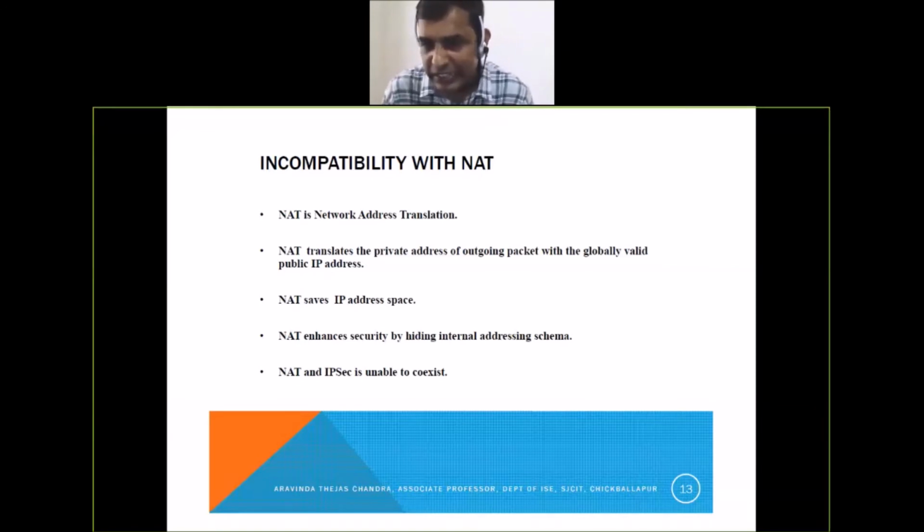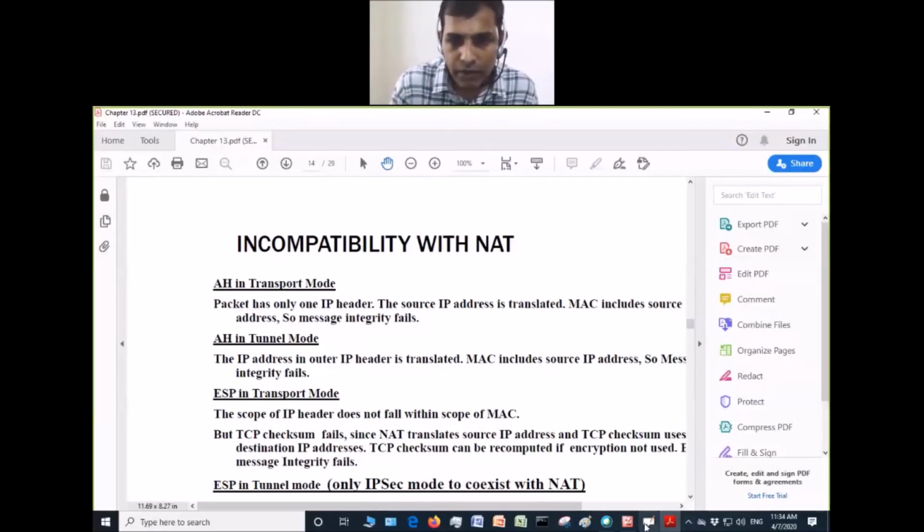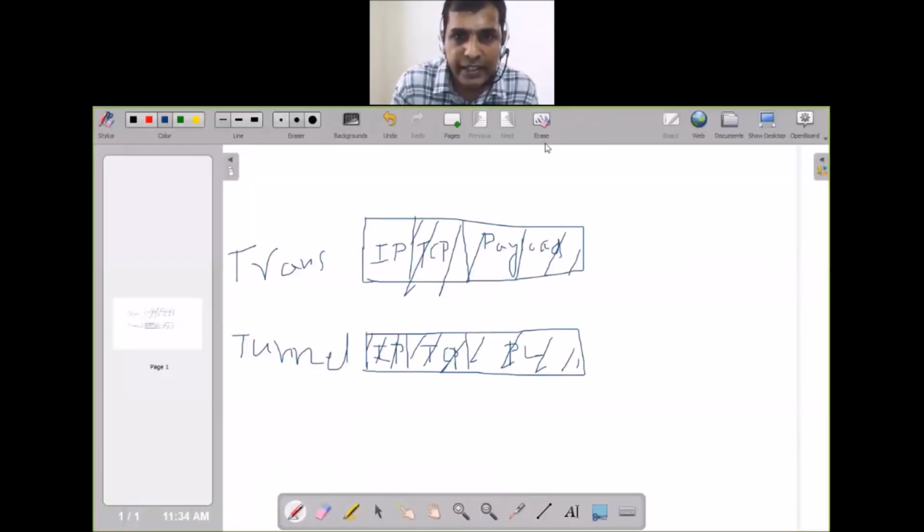So people have studied about NAT, Network Address Translation. Why is Network Address Translation used? You people have at least heard of the private IP address and public IP address. Okay, so let me try to explain that. Without knowing what a NAT is, I can't go into why IPsec is not compatible with NAT. So now let us try to explain what is NAT.